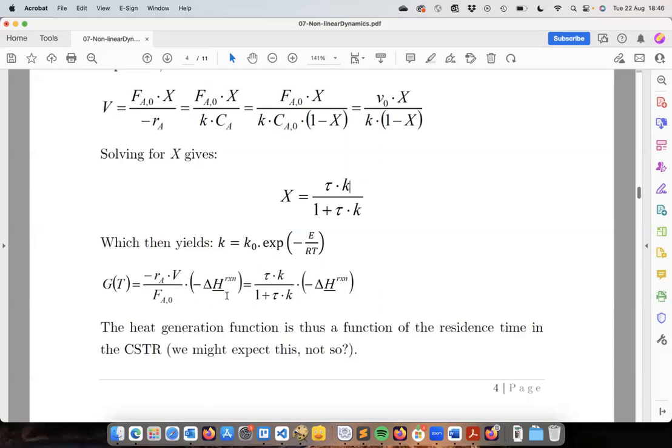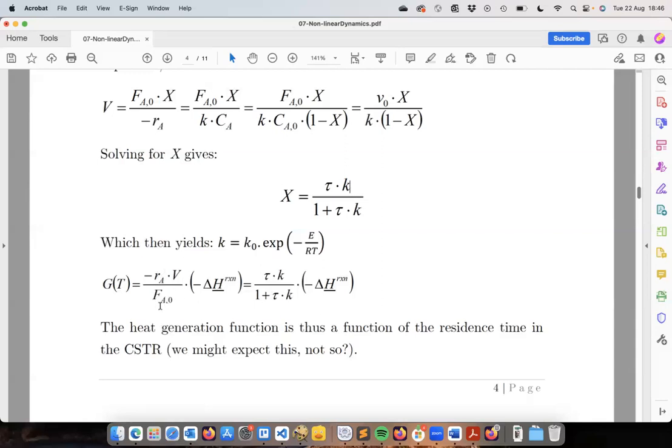Well, that was the only thing, right? We assume we know the heat of reaction, the inlet flow rate, and the volume. So just the reaction rate we didn't know. But now we want a nice temperature function. And we found a way to convert this using our energy balance.